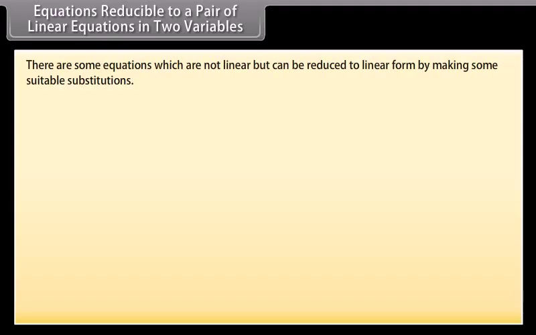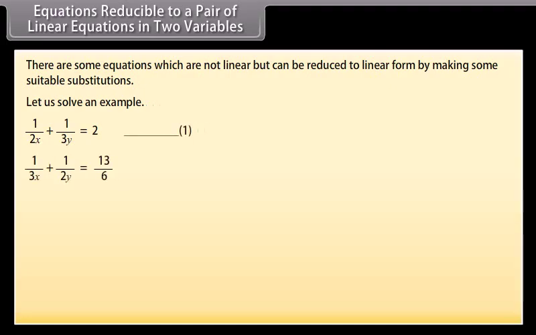Equations reducible to a pair of linear equations in two variables. There are some equations which are not linear but can be reduced to linear form by making some suitable substitutions. Let us solve an example. Solve 1 upon 2x plus 1 upon 3y equals 2, equation 1. 1 upon 3x plus 1 upon 2y equals 13 upon 6.